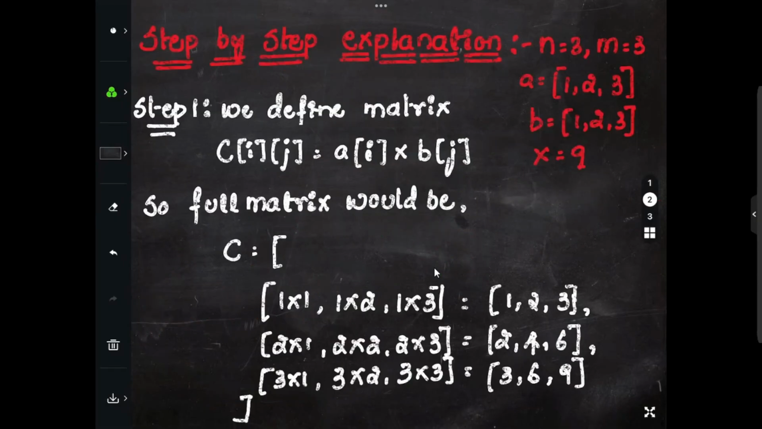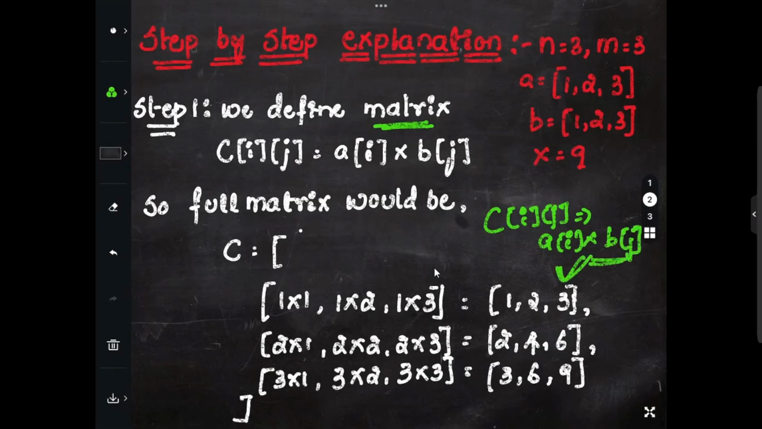So here, first step, we will define the matrix. According to the question, if you remember, we have to create a matrix C of ij equals A of i into B of j. That's what they have given in the question. So we will define the matrix initially: C of ij equals A of i into B of j.